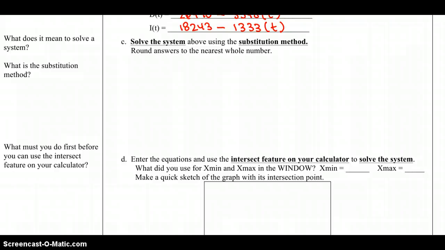So now we're asked to solve the system using the substitution method. Again, solve the system means to find an ordered pair. So again, we're going to rewrite stuff in terms of x and y. So find x, y that makes both equations true.